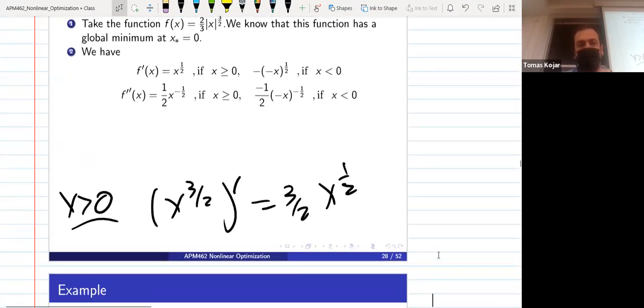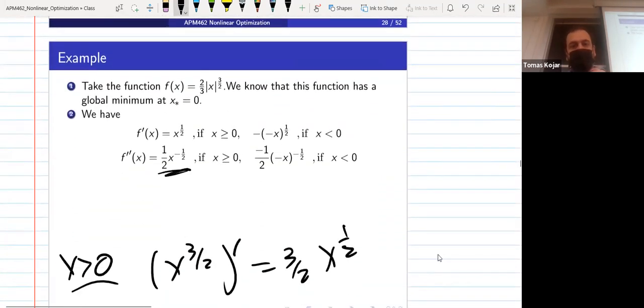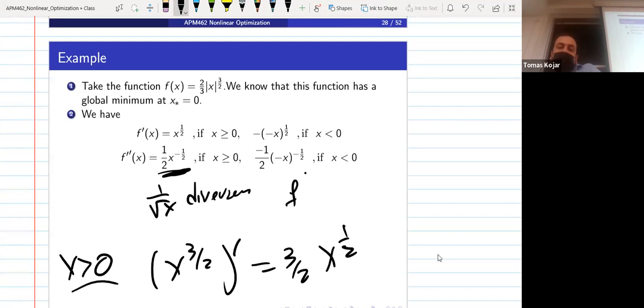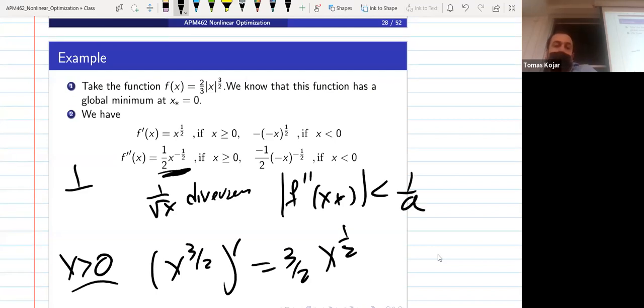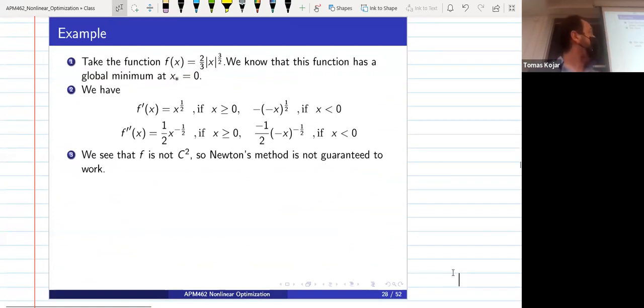All right, so these are the derivatives, and right away you see we have a problem. If you take the second derivative, you have 1 over square root x, and this guy diverges. If you remember in Newton's method, we asked for f double prime of x star to be bounded, right? But now 1 over 0 is infinity. So that's why Newton's method will fail. But let's prove it. Let's talk about it.